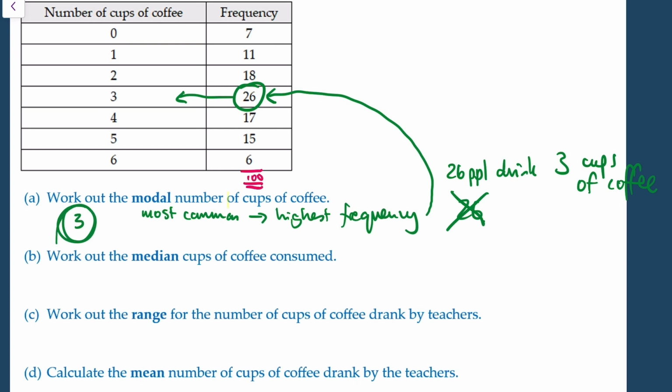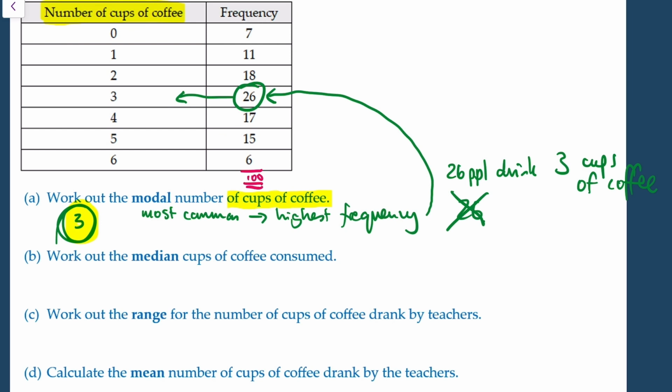And I've given this there to guide you, but you might not be told that. They might just say, find the mode or work out the modal value. And often people will write down the frequency rather than what it is we're actually collecting data on. We're collecting data on the number of cups of coffee. So 3 cups of coffee is the mode, the most common number of cups of coffee that people drink a day. Okay, next one, work out the median cups of coffee consumed.